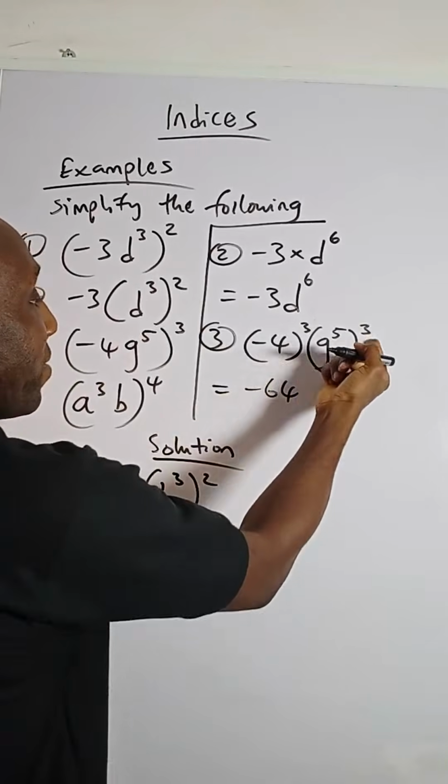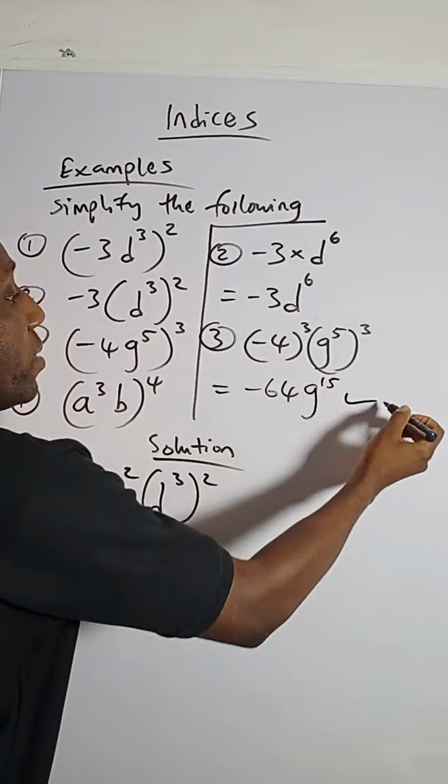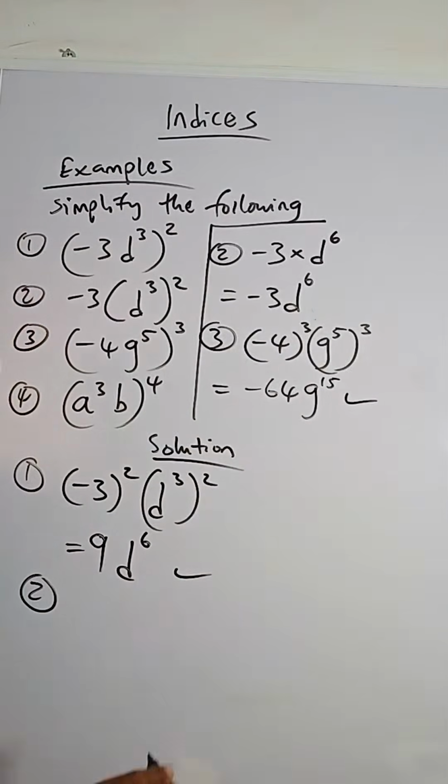Then this is 5 times 3. What's that? 15. So G raised to the power of 15. That's your answer for number 3. Makes sense.